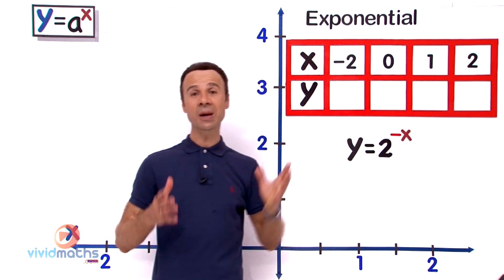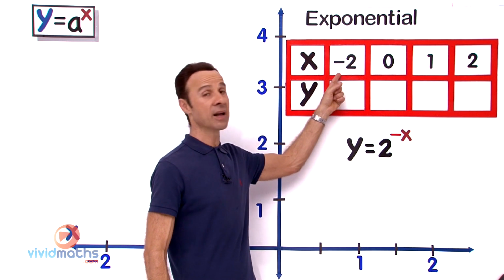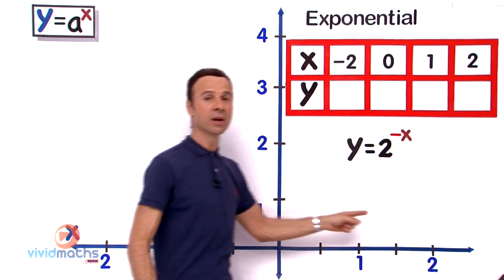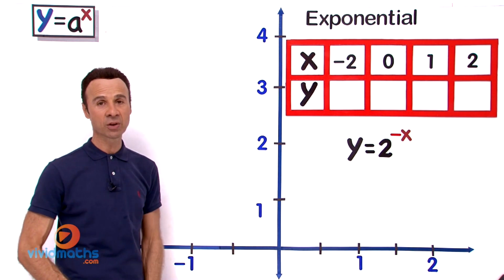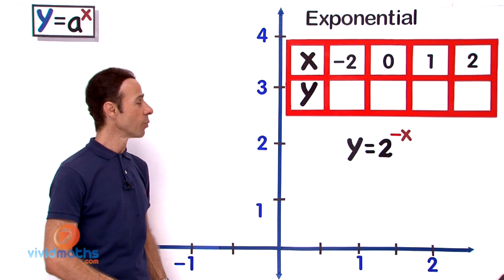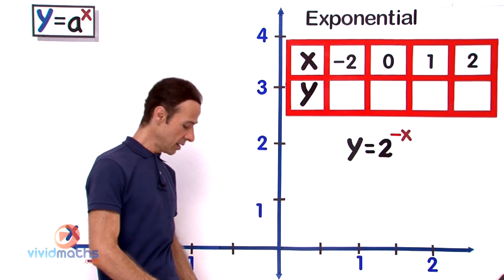I'm going to show you how to substitute in this one, because it can be tricky when you've got a negative and another negative. So let's get started. Let's plot all the points in here and then plot them along here and see what that curve looks like. So let's have a look at the first one. We've got an x value of negative 2. We're going to substitute it right in there. Let's see what we get.